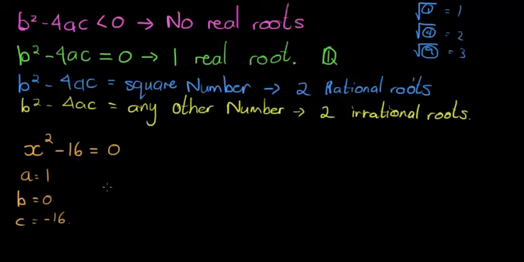So what do we get when we work out the discriminant? Now the discriminant, this b² - 4ac, is given the sign delta. It's like a little triangle and it's called delta.